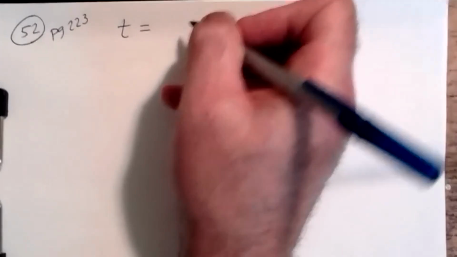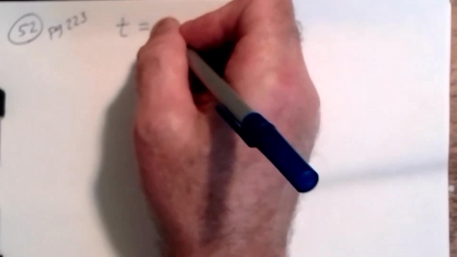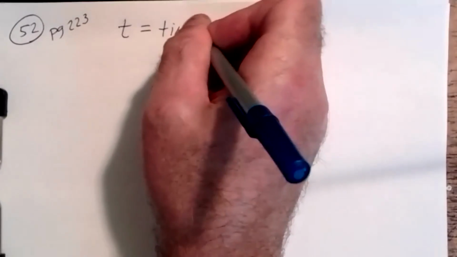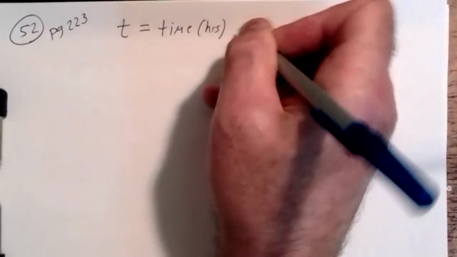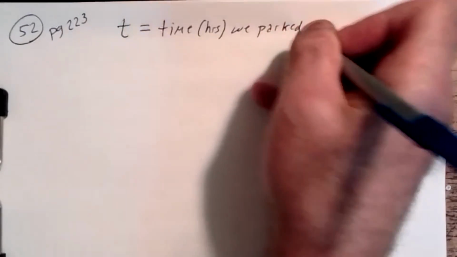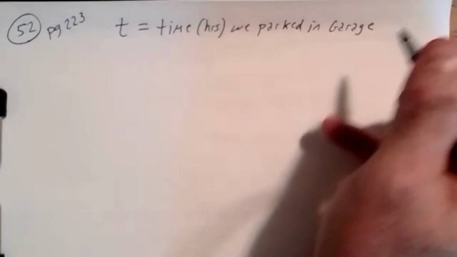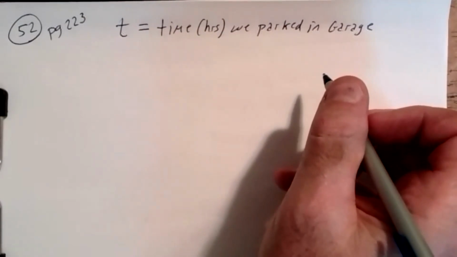Well, what was T again? What did T represent? Time. Time in hours we parked in the garage, correct? Excuse me, that's the number of hours that we will have parked in the garage.